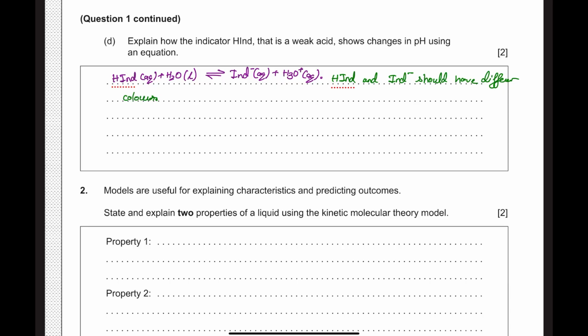Now, basically, using the properties of equilibrium, we can predict which color is expected in what condition, right? So, if acid is added, what happens is H3O plus concentration increases. If H3O plus concentration increases, by Le Chatelier's principle, equilibrium will shift to the left, right? If it shifts to the left, your HIND concentration will increase. As a result, we will see the color of HIND.